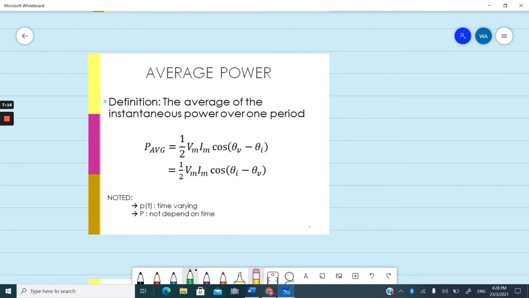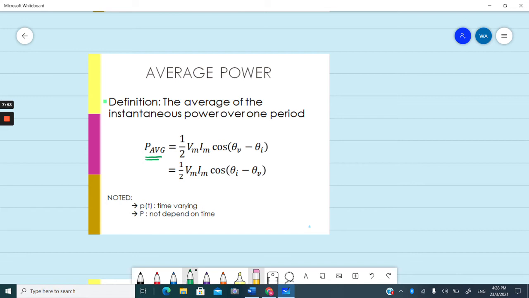So from the definition, average power is the average of the instantaneous power over one period. You have to label the terms of average power as P_avg. Average power is equal to half V_m I_m cos(theta_V minus theta_I), or equivalently half V_m I_m cos(theta_I minus theta_V).